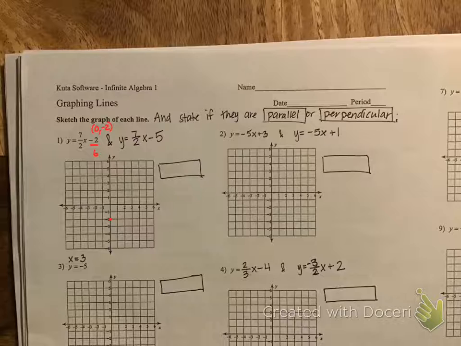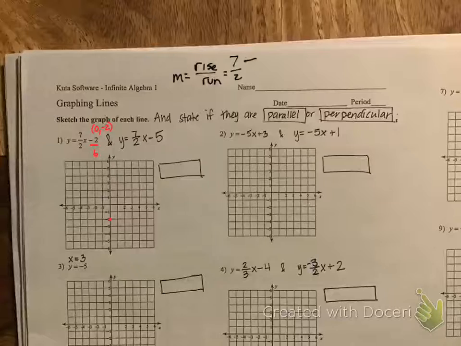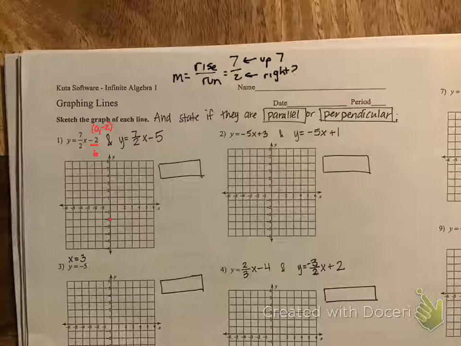Okay, the 7/2, your slope right here. What does that mean? There you go. The way that we think about this, and you might want to write this down, your slope m is your rise over your run. In this case, 7/2 means you're going to go up 7, it's positive, and you're going to go right 2, because that's also positive.